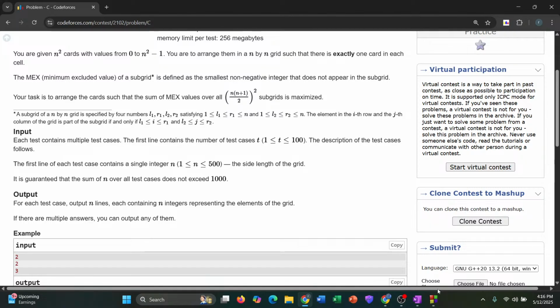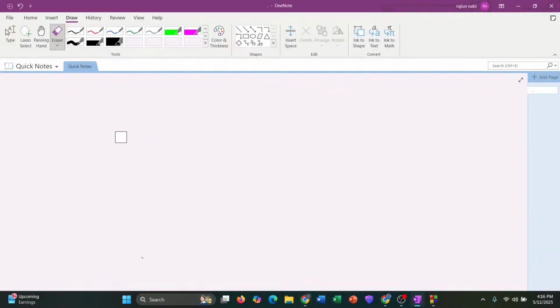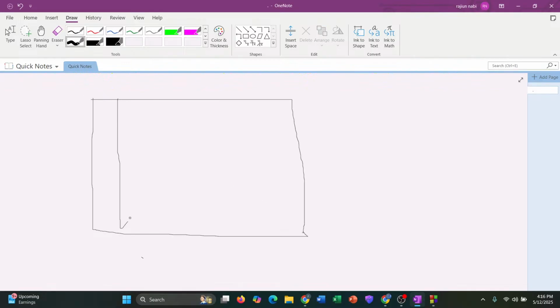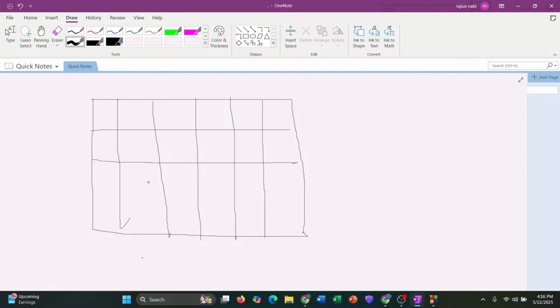Okay, what is the max of a subgrid? Suppose first we write a grid. First, what is a subgrid? A subgrid is a continuous rectangular piece of a matrix. Suppose we take this chunk, this rectangle of a grid.